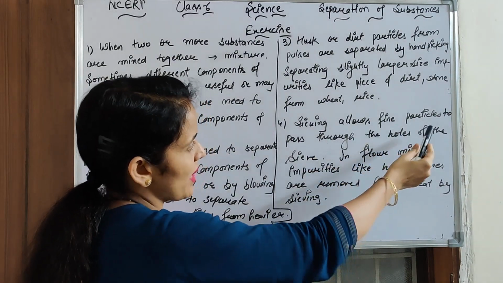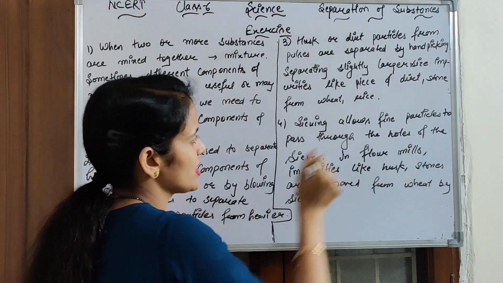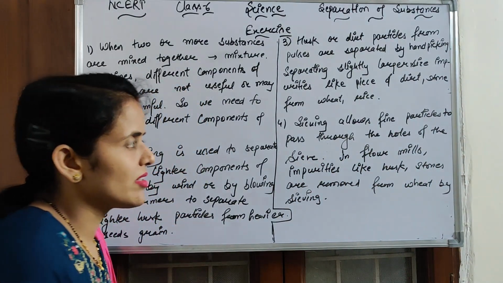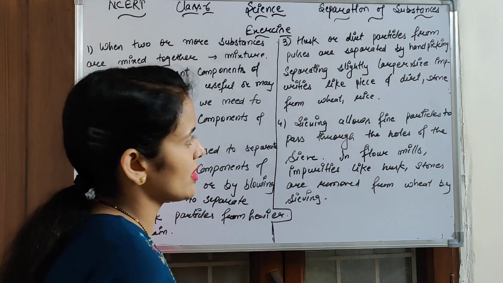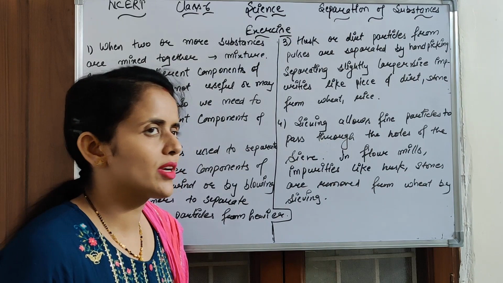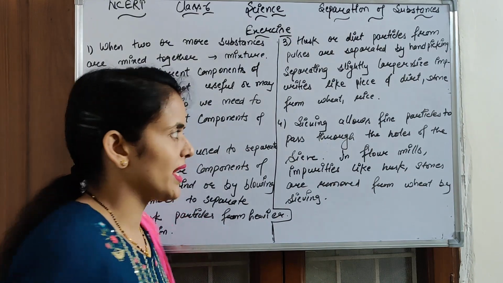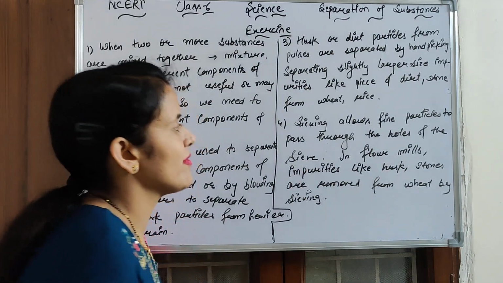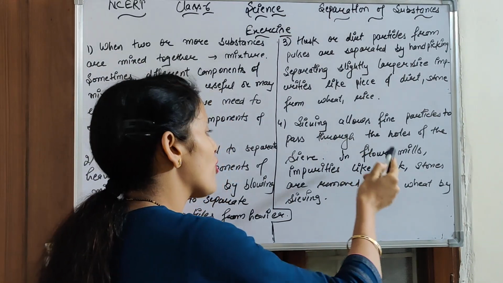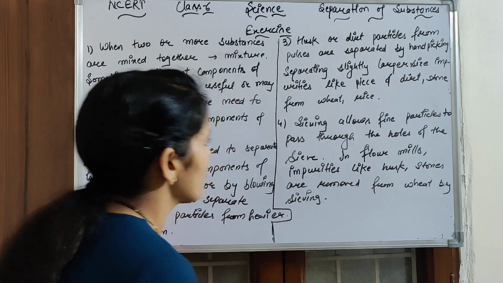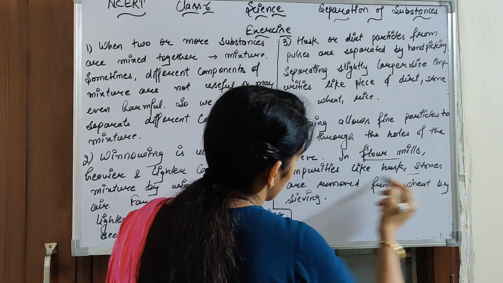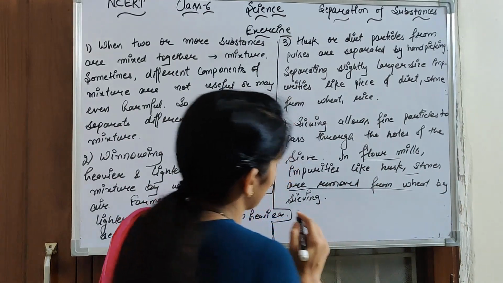Sieving allows fine particles to pass through the holes of the sieve. We sieve the material, and the fine particles pass through the holes, leaving the impurities behind. And where is it used? In flour mills, impurities like husk and stones are removed from wheat by using a sieve.